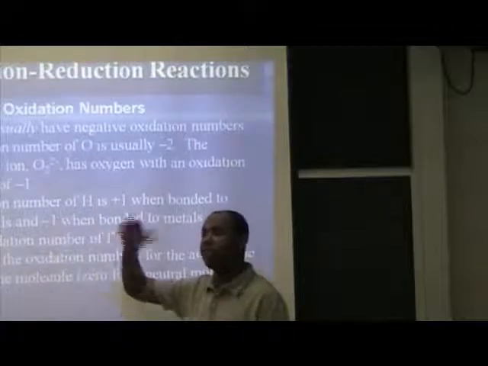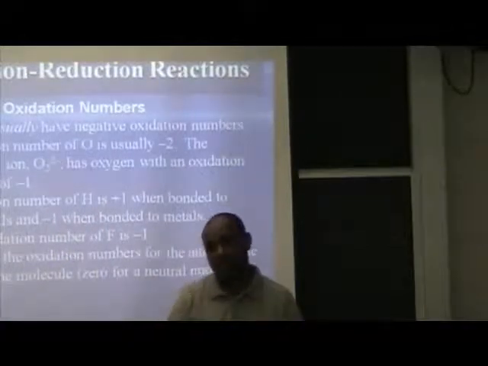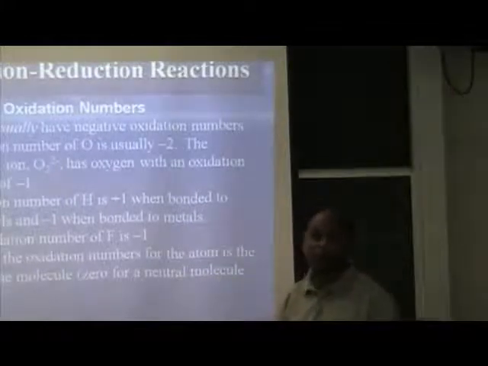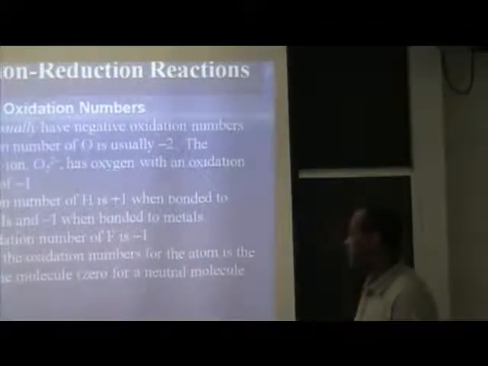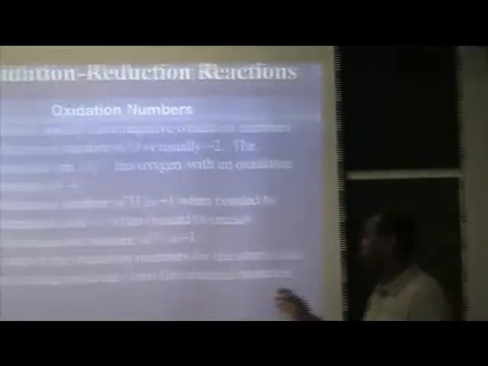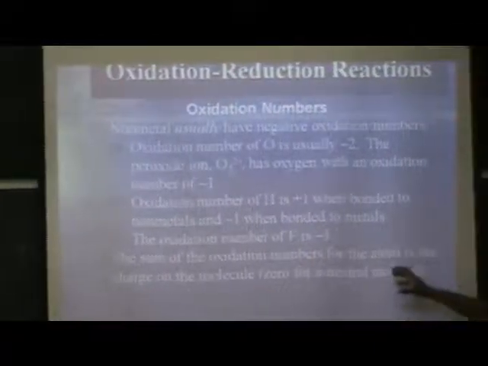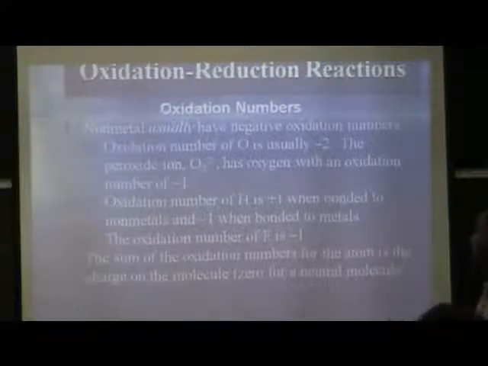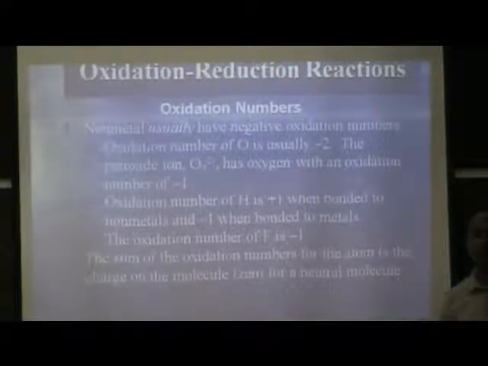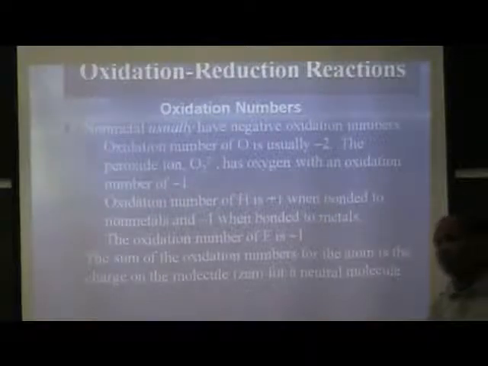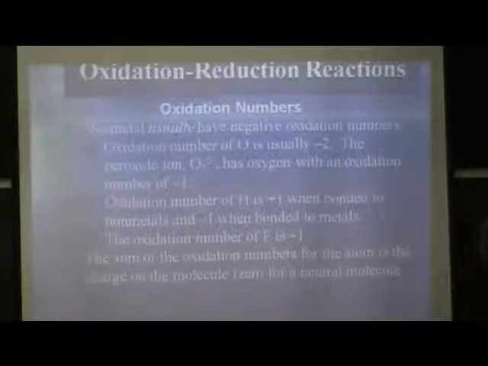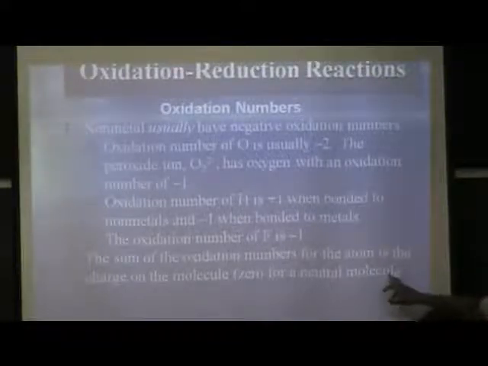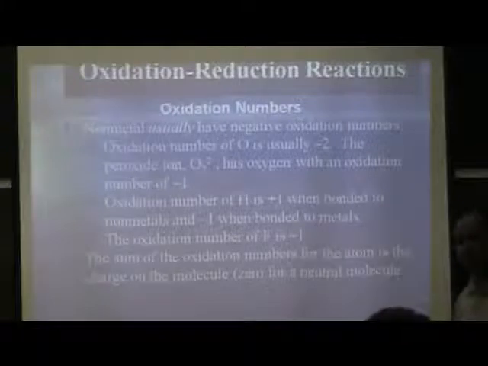For example, I have HF. What is HF? Hydrogen fluoride. Now, the oxidation number of hydrogen is going to be +1 because it's bonded with a non-metal. The other feature that we know about oxidation numbers is that the sum of the oxidation numbers of the atoms is going to be 0 for a neutral molecule, in other words, for a compound.